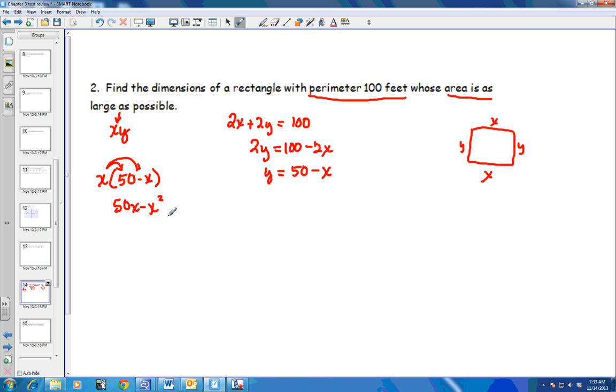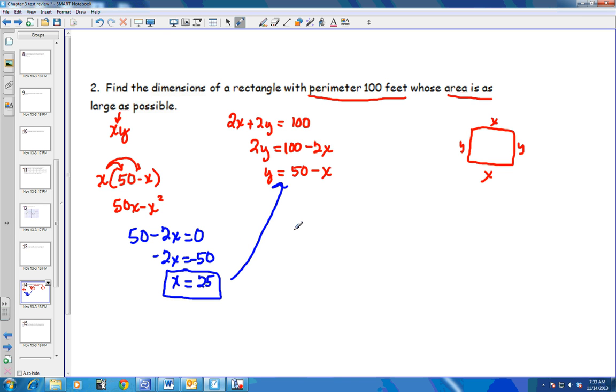So now since this is my area, I am ready to take the derivative of that. So the derivative is 50 minus 2x. I'm going to set that equal to 0. Solving for x, I'm going to subtract 50, and then dividing by negative 2, I get x is 25. So if x is 25, I can figure out what y is by plugging it back in here. y is 50 minus x, so y is also 25. So the dimensions of this rectangle are 25 by 25, which just happens to be a square.